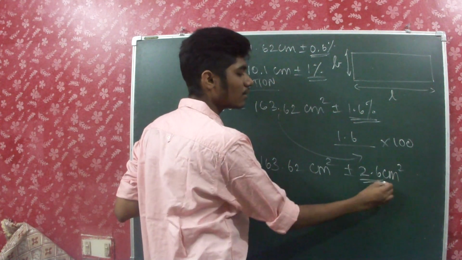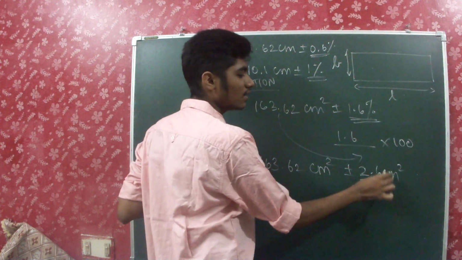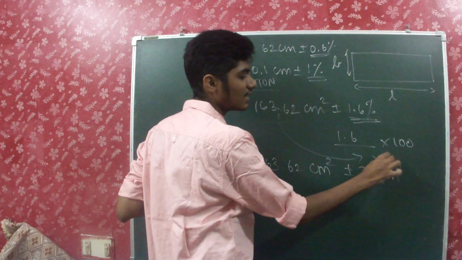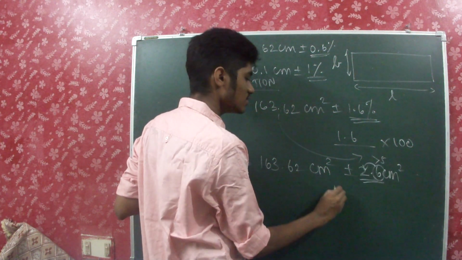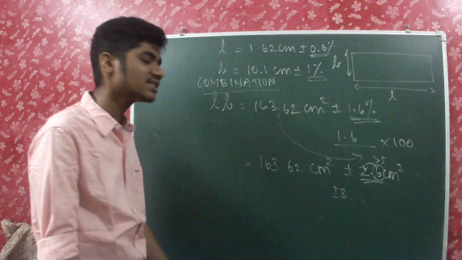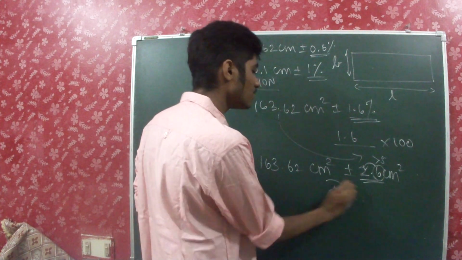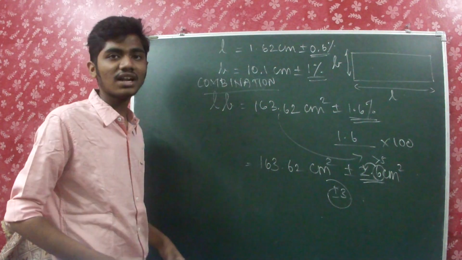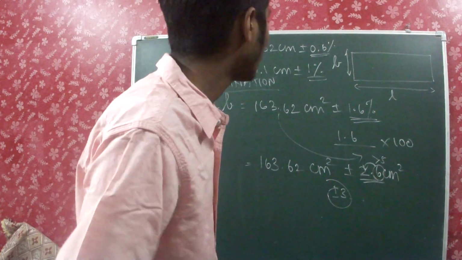The error here can be rounded off as, how can we round it off? The last digit is the uncertain one, it's greater than 5, so we have to add 1 here. So the error will be plus or minus 3. Okay, so the error will be plus or minus 3. So this is how we can estimate errors in the final answers, by rounding off. Okay.